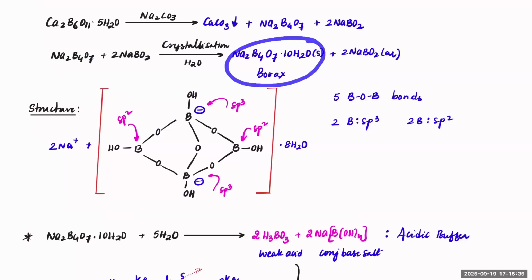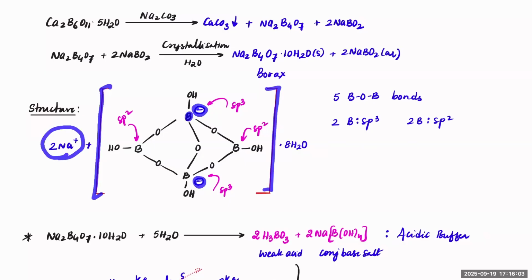This borax crystalline form will have two borons with three bonds, with OH and oxygen bonds. And then you will have two borons with four bonds, three with oxygen bonds and one with an OH bond. Obviously it has an extra bond, so that makes it a negative charge, and that total negative charge is balanced by 2 Na plus. And apart from that, there are eight more water of crystallization on this molecule.